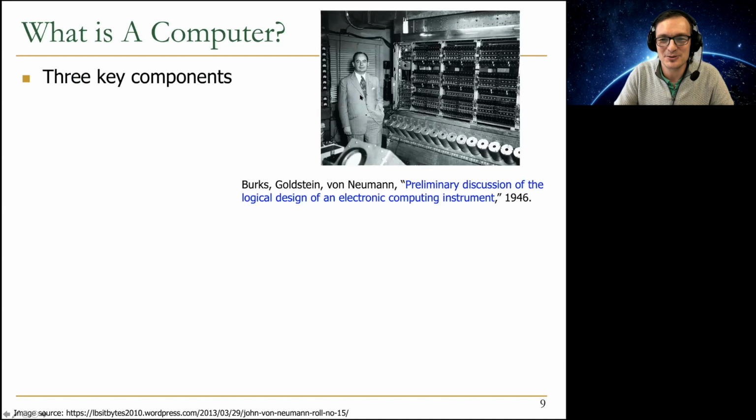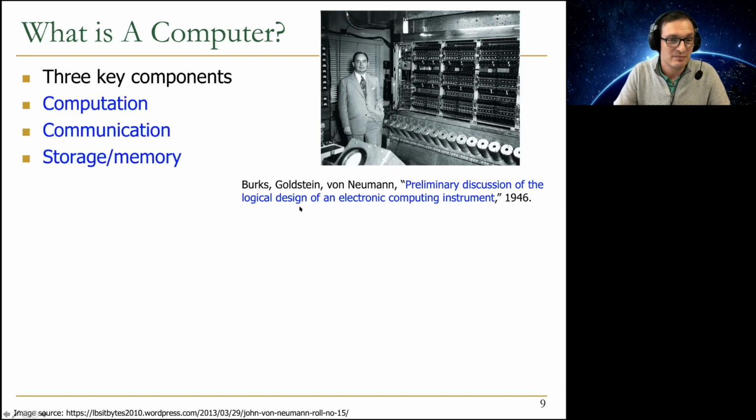And here I show you the picture of John von Neumann, who was really a pioneer in computing, clearly. We're going to talk about the von Neumann model later when we talk about how a processor executes instructions. And this is one of the key papers that he wrote with his colleagues, as you can see, in 1946, that defined how a computer operates. And a computer essentially has three key components.